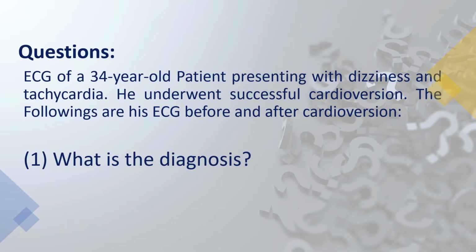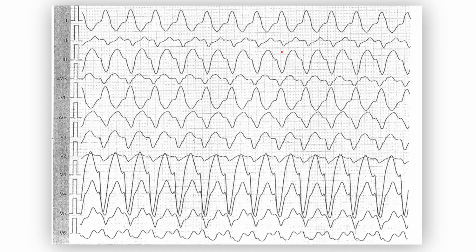The ECG belongs to a 34-year-old man presenting with dizziness and tachycardia. He underwent successful cardioversion, and we will see in the following slides his ECG before and after cardioversion. Here we see the clinical tachycardia, a wide complex tachycardia with left bundle branch block pattern and late RS transition.